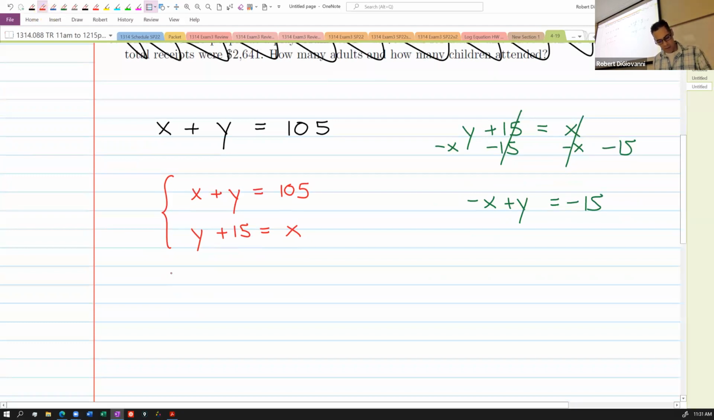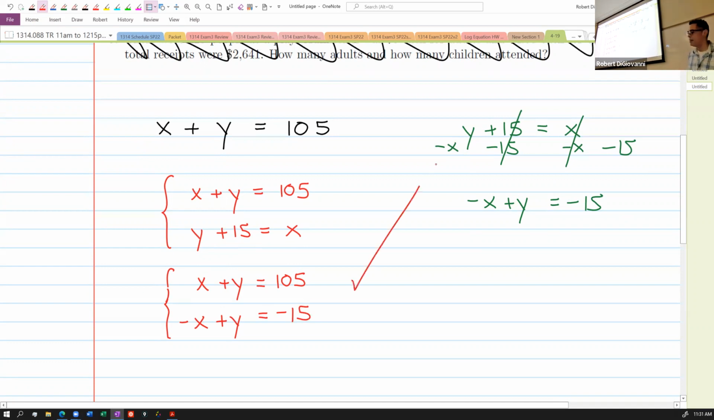So this system becomes x plus y equals 105. And then negative x plus y equals negative 15. Now check, we are ready to go with elimination, because we've got our x's lined up, our y's lined up, and then our numbers lined up.